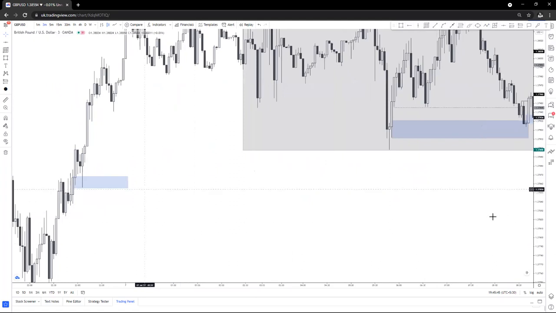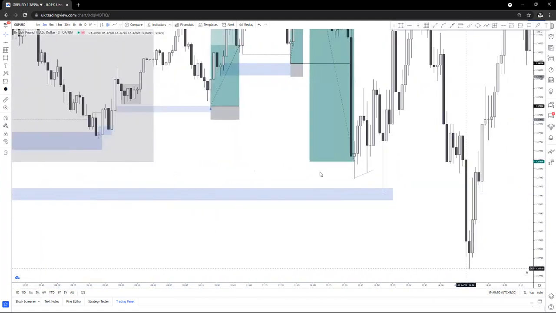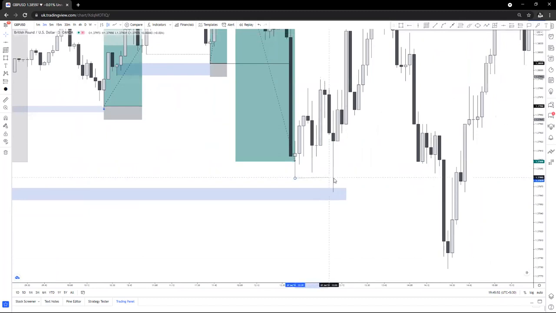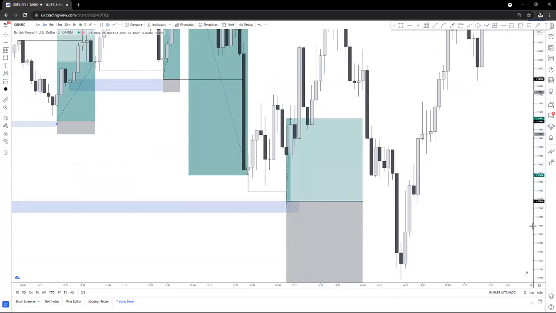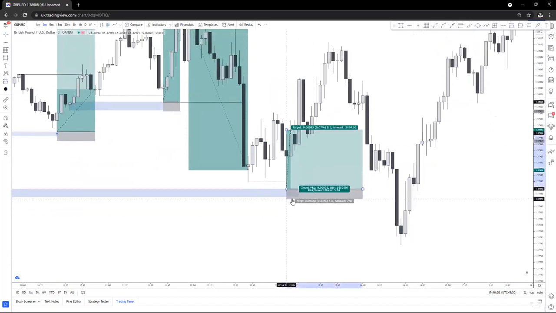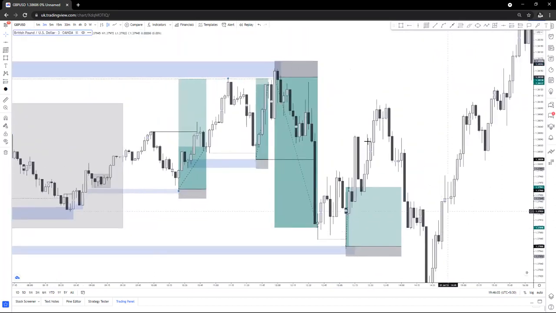So then that was my entry, because the liquidity was there. This was the inducement. And then I bought, and stop loss below this low. Now, where was my next target?